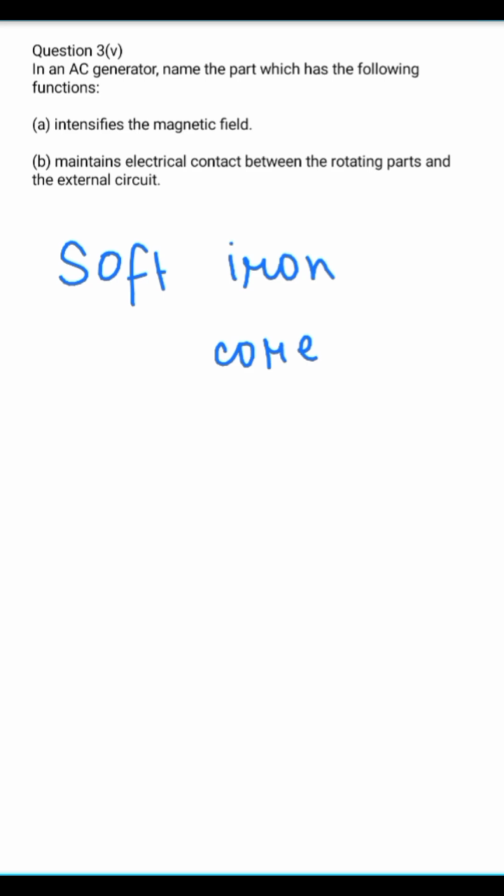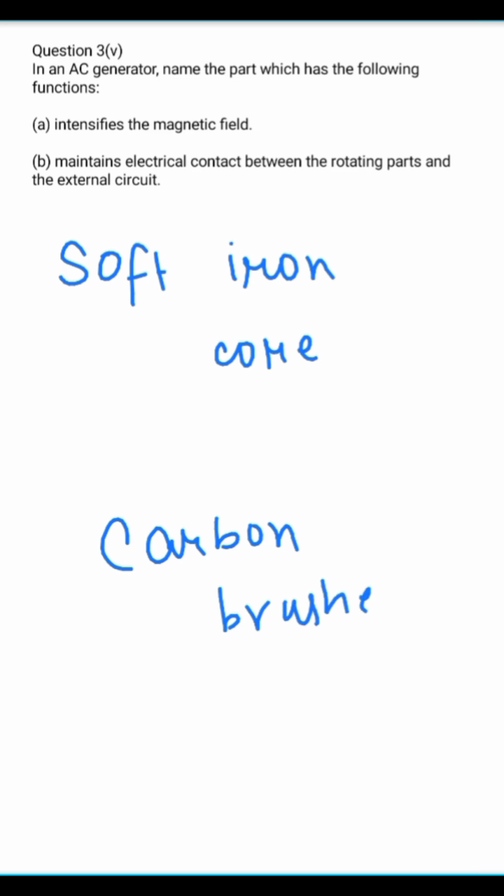Maintains the electrical contact between the rotating parts and the electric circuit. Again, this is also very easy. It will be the carbon brushes. If you remember, the carbon brushes are creating the contact between the rotating parts and the outer circuit. So the second answer will be carbon brushes. Again, a very easy to mark question. Let's go on to the next question.